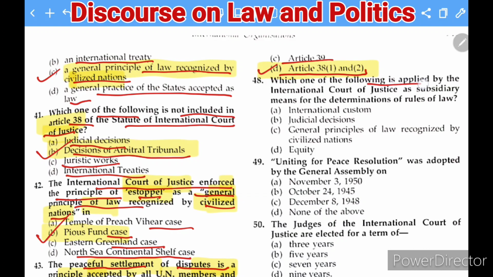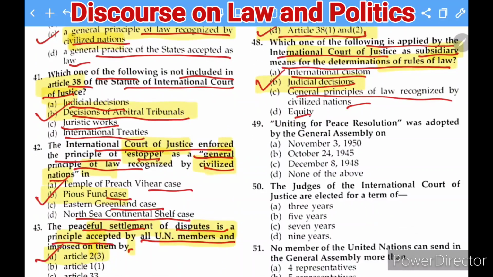Moving to the next question: which one of the following is applied by the International Court of Justice as a subsidiary means for the determination of rules of law? Rules of law, not rule of law. The options given here are international custom, judicial decisions, general principles of law recognized by civilized nations, and equity. Just give your answer here. I am waiting for a response. And the right answer is judicial decisions.